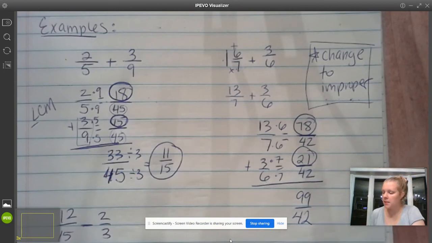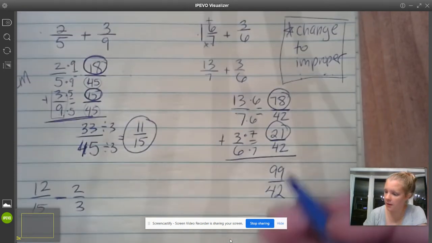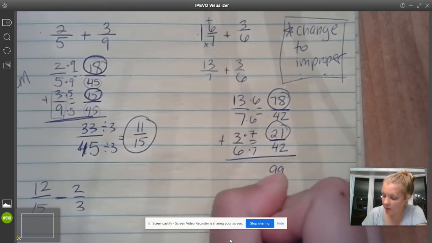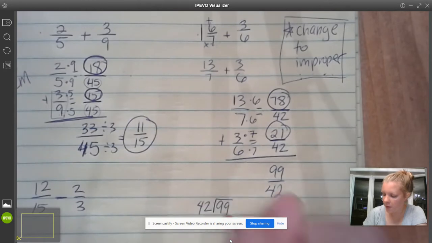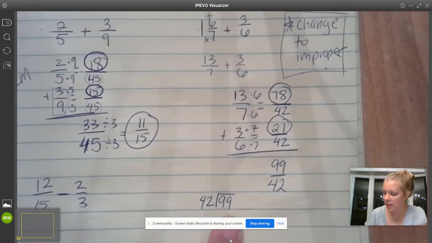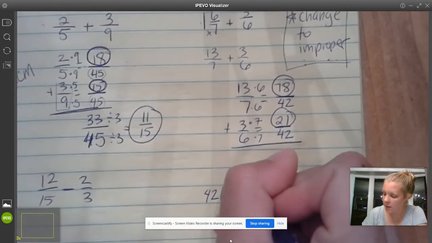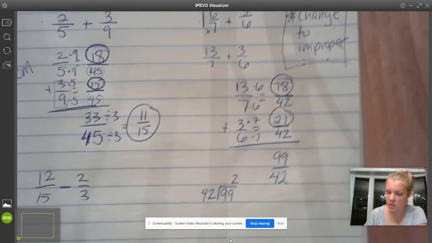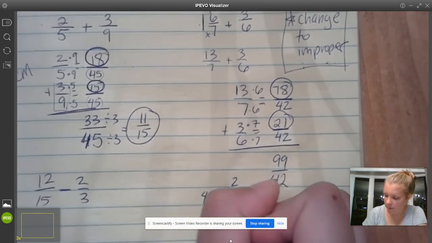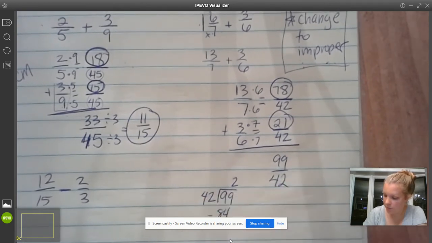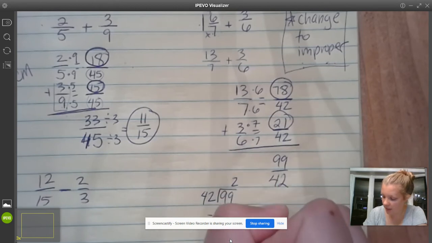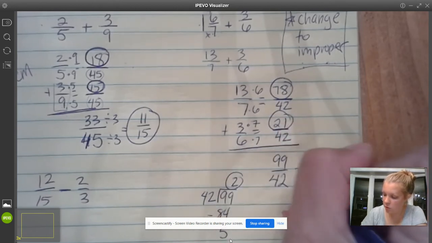And then we need to make this into a mixed number. This is why we practiced this earlier this week. This is an example where you might want to set up the long division strategy. 42 goes into 99 twice because 2 times 42 is 84. And then you can subtract and get 15. So it goes in 2 whole times.